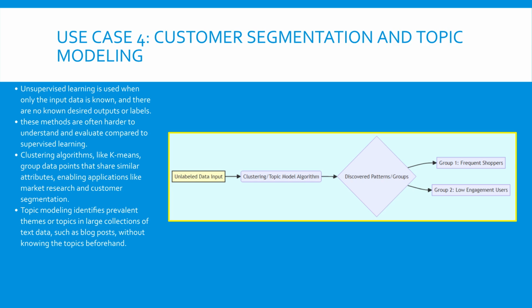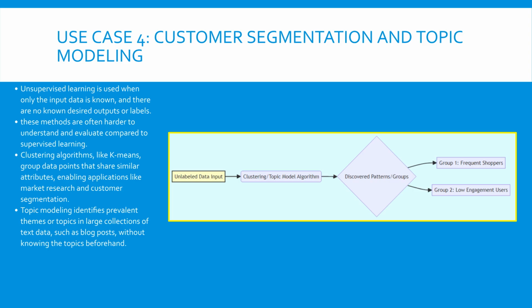Another application is topic modeling. If you have thousands of documents, you might want to find prevalent themes within them. Since you don't know the topics, or the number of topics beforehand, there is no known output, making this an unsupervised problem. What we have learned is that unsupervised learning is critical for discovering underlying structures and patterns in unlabeled data, such as finding customer groups or summarizing vast text collections.